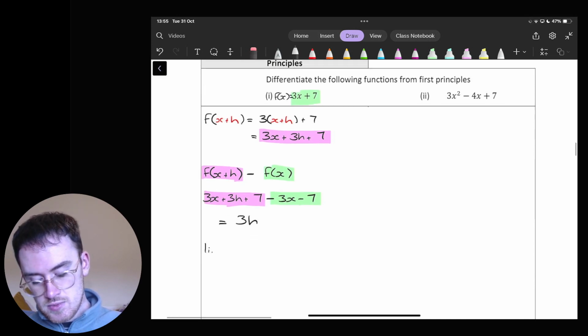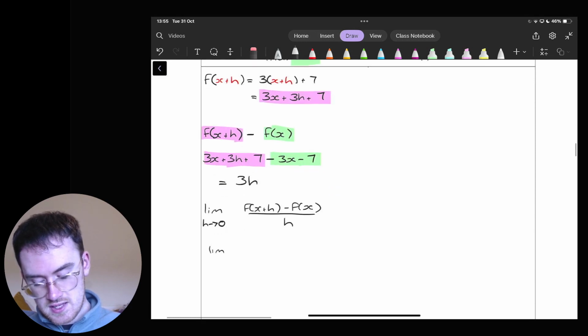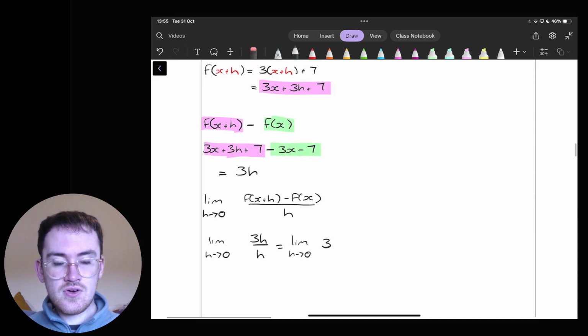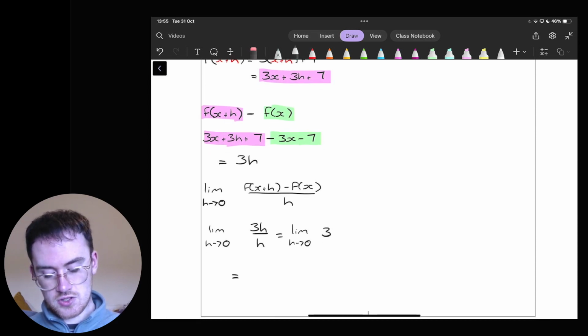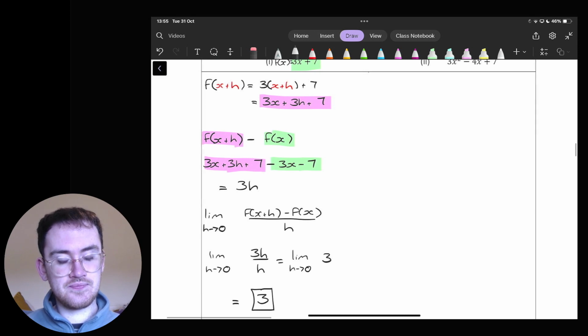So now to get my derivative, it's the limit as h goes to 0 of f of x plus h minus f of x all over h. We've already evaluated the top part there, so it's the limit as h goes to 0 of 3h over h, which is the limit as h goes to 0 of just 3. And for that expression there is no h value, so as h goes to 0, that's just going to stay as 3.